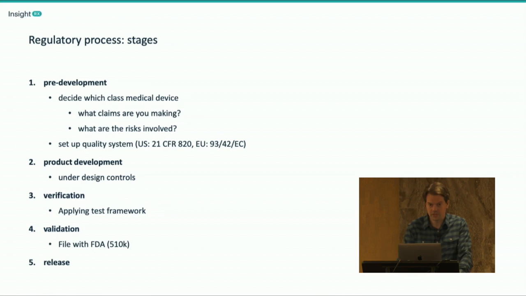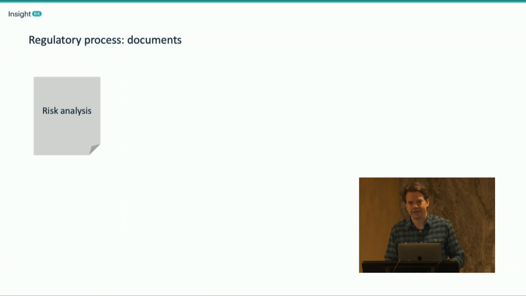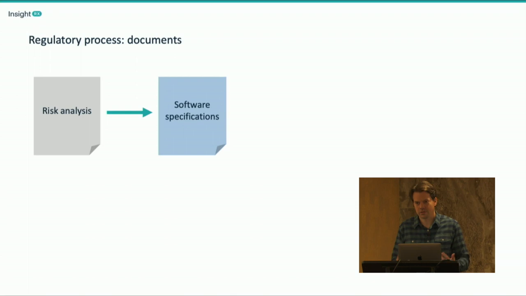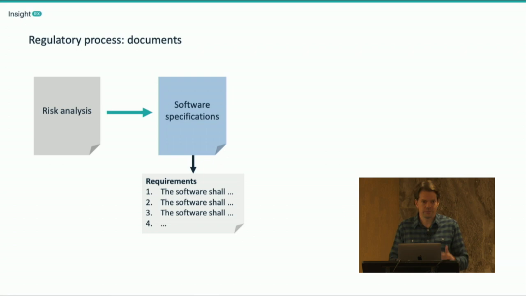The most important thing in this whole process is probably the risk analysis that you will do, really early on. In principle, you scope out all the risks associated with the medical device. Once you have that, you can develop a document called the software specifications. That is just a long list of things like the software shall be able to do this, and that, basically 100 times or more.